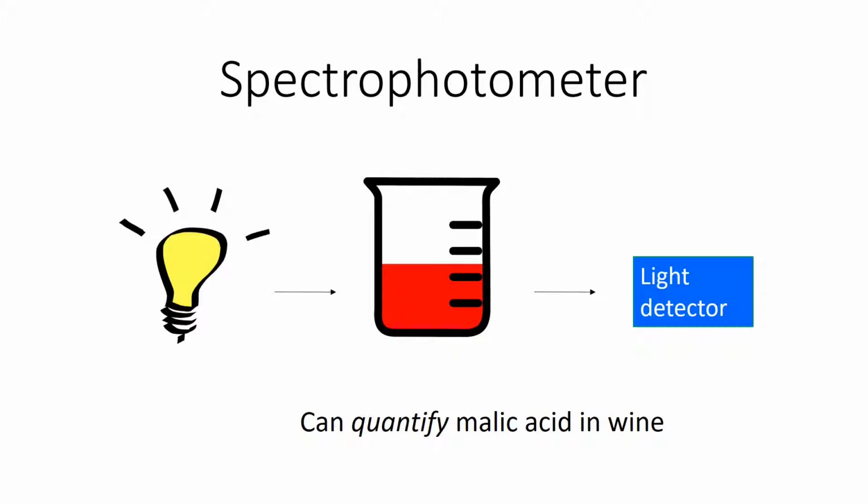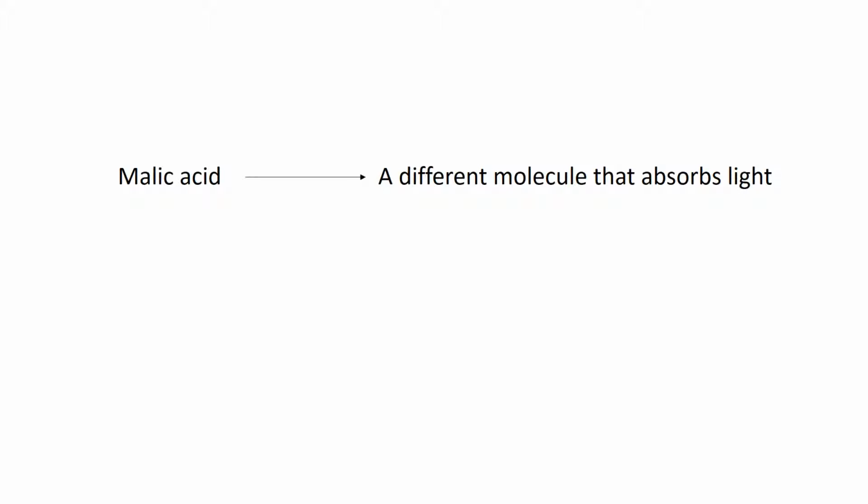So how does this happen with malic acid? We have malic acid in a wine sample. We're going to turn that into a different molecule that absorbs light. How do we do that? We use an enzyme. That arrow symbolizes a chemical reaction. We said enzymes are small molecules that make chemical reactions go. So we're going to use an enzyme to turn malic acid into a different molecule that absorbs light.